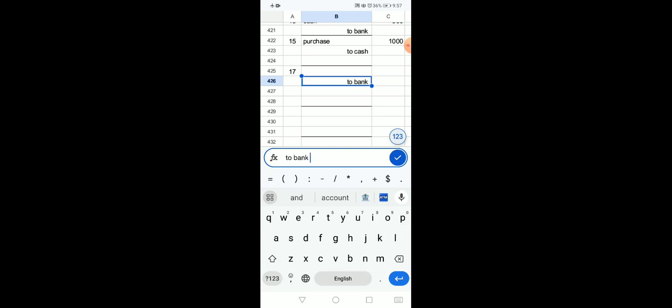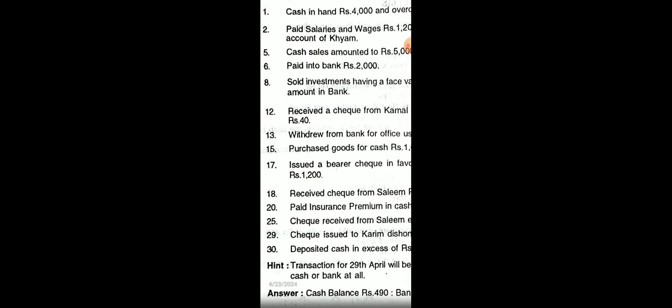Though bank is your asset, you are going to draw the amount from your bank. This means your bank account would be decreased, asset decreased, and that is why you have mentioned bank on the credit side. How is this amount being drawn from the bank? Because you have issued a bearer check. To whom have you issued this check? The person's name is Amir.